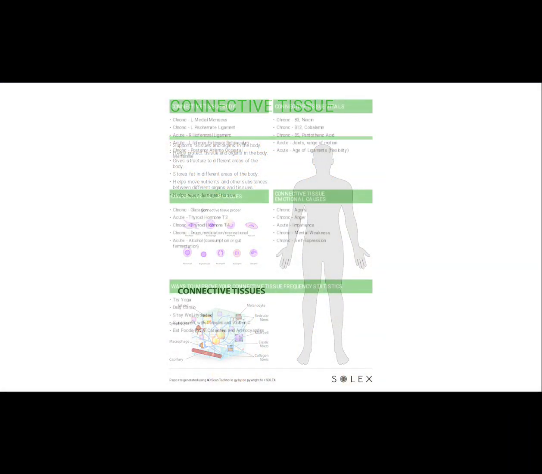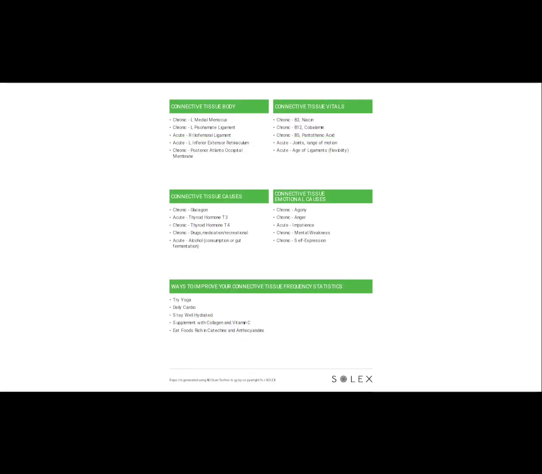Okay, so here we are on number 8, connective tissue. Her emotions were agony, anger, impatience, mental weakness, self-expression. Under the lifestyle changes that she needed to make: try yoga. That was the first one. And the second one was daily cardio. So here we are, the 7th time that her body is saying exercise. She's not moving. Okay. And this isn't just because of the day before. She in general just is not getting movement.